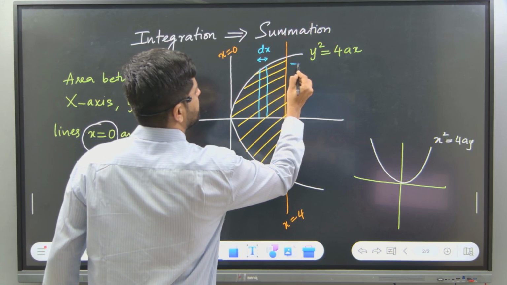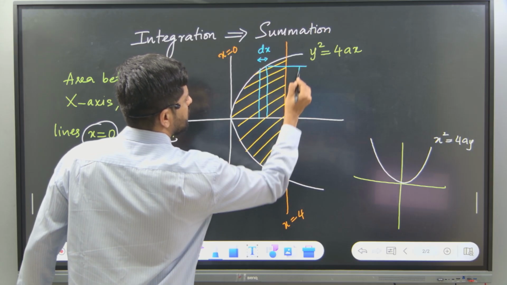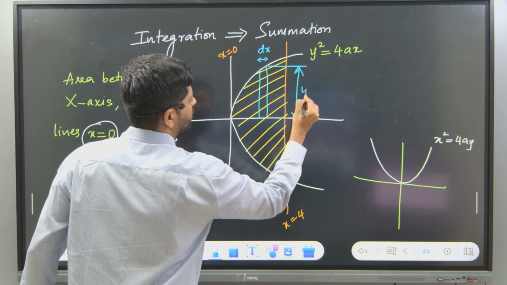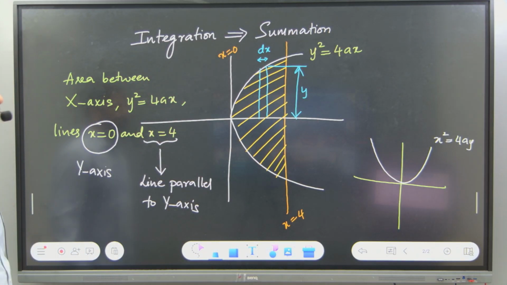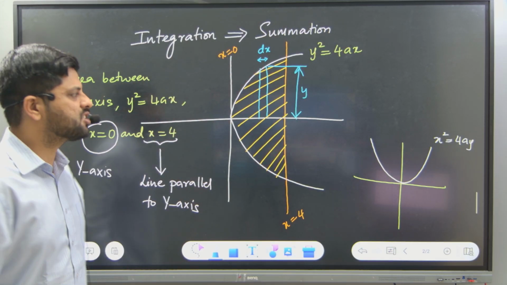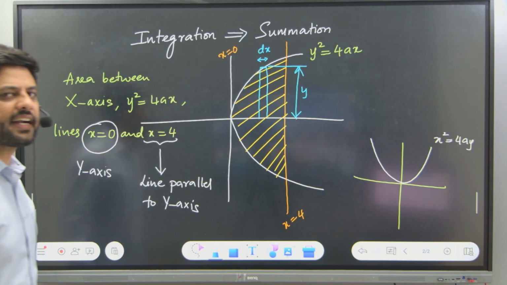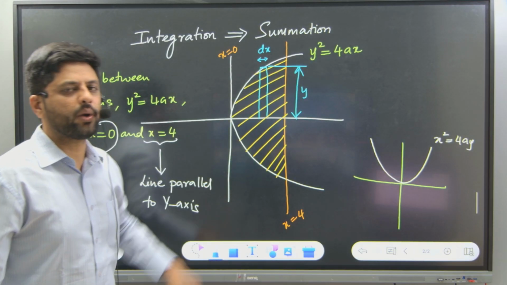And how much will this particular length be from here to here? At that particular point, whatever is y, y will have a certain value, because dx is very small. y will be fixed at that particular point. So this is going to be y.